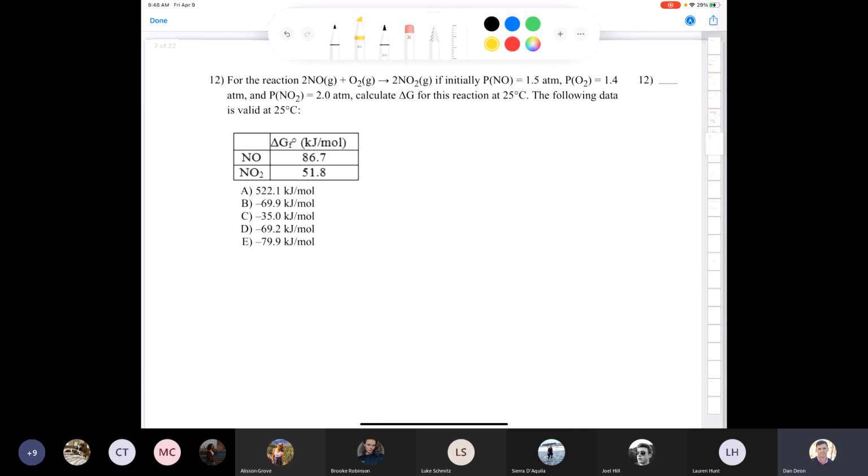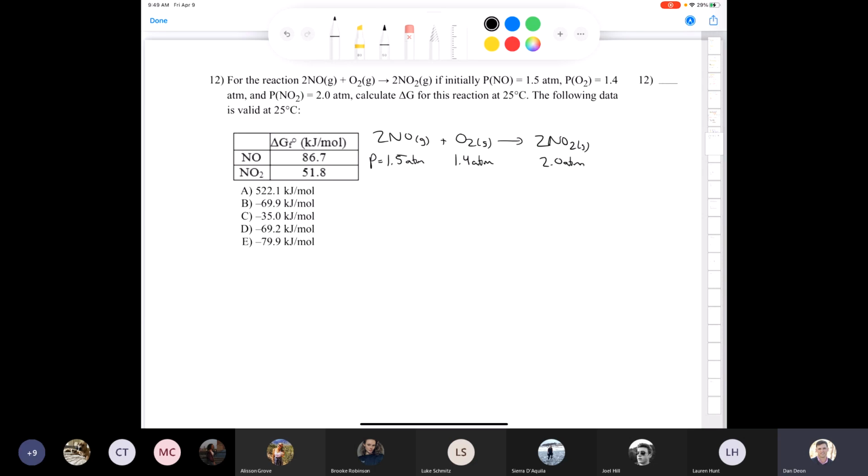Number 12. For the reaction 2NO plus O2 gives you 2NO2. If initially you have a pressure of 1.5 atmospheres for NO, 1.4 atmospheres for oxygen, and 2 atmospheres for NO2, calculate the delta G. It's not delta G naught, just calculate the delta G for this reaction. So these are non-standard conditions. Right? It's telling me that I have 2NO gas plus oxygen gas produces 2 moles of NO2 gas, and it gives me the pressure of each one of these. The pressure here is 1.5 atmospheres. The pressure here is 1.4 atmospheres, and the pressure of my NO2 is 2.0 atmospheres.